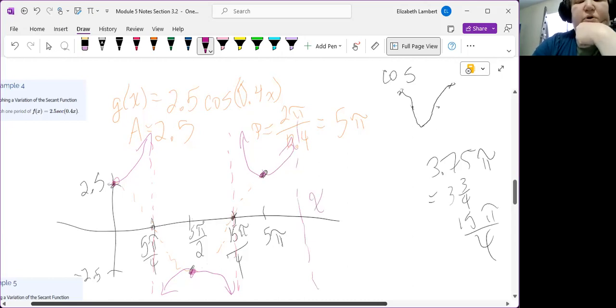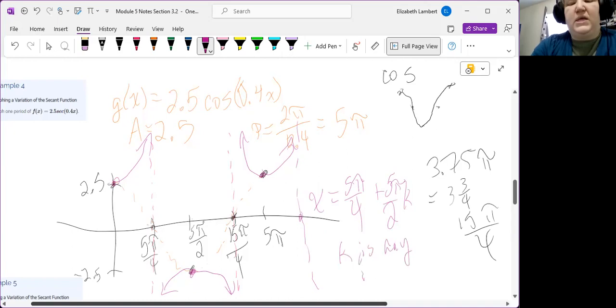So again, the asymptotes are vertical lines. It starts at 5 pi over 4. And then the distance between asymptotes, like there's one at this 0, and then the next 0. Well, the next 0 is the period apart. So this one in between is half the length of the period. So I take my 5 pi over 2, and that gets a k, where k is any integer.